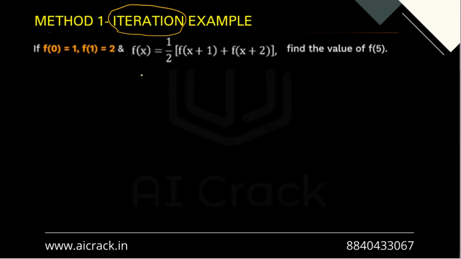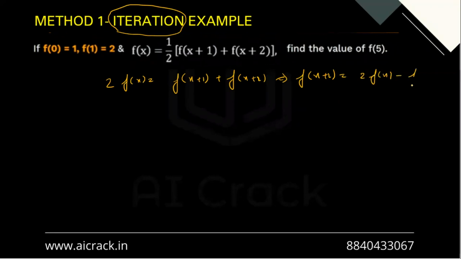So let's try to solve it. We have been given 2f(x) basically equals f(x+1) plus f(x+2). So I'll just rewrite it as f(x+2) equals 2f(x) minus f(x+1), right? Now we'll try to put in the values. We have been given f(0) equals 1, f(1) equals 2. So I can find the value of f(2) from here by putting x equals 0.